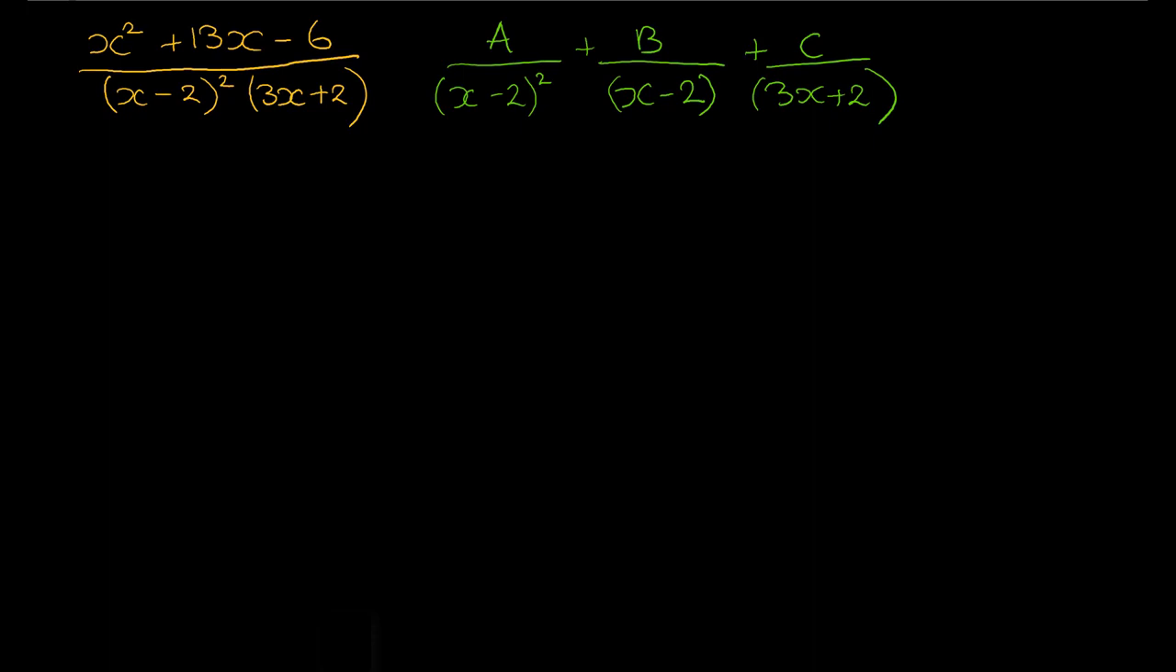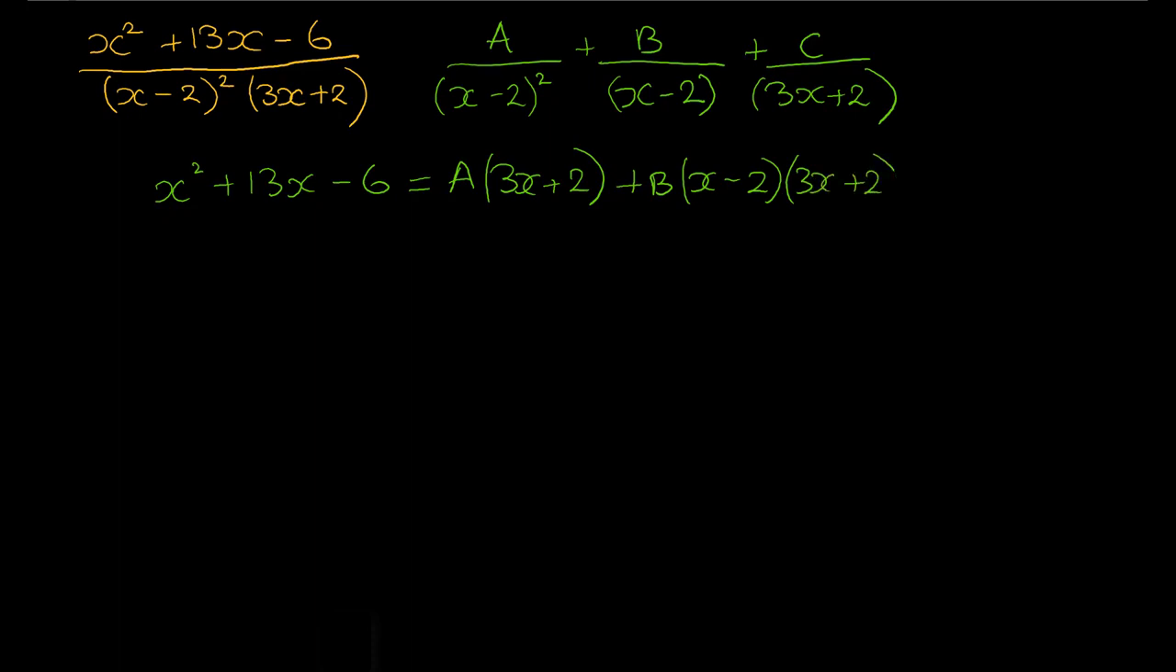So from here on in, the rest of it is exactly the same. So we've got x squared plus 13x minus 6 will be equal to a times 3x plus 2. Just imagine what you'd have to do if you were literally adding these together at the top here. And then we'd have plus b, which is going to have x minus 2 and 3x plus 2 multiplying it. And then plus c, which is going to have x minus 2 squared.